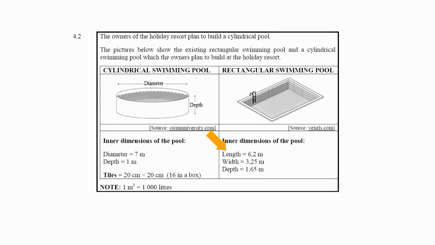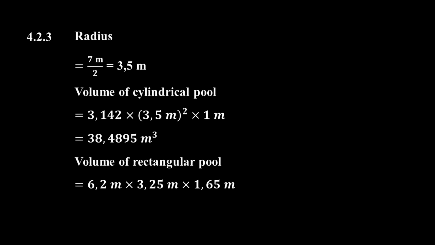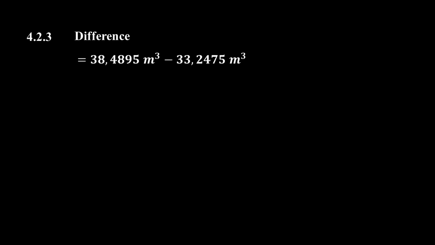Next, we calculate the volume of the rectangular pool. Substituting the length of 6,2 meters, the width of 3,25 meters, and the depth of 1,65 meters into the formula for the rectangular prism will give us a volume of 33,2475 cubic meters. Next, we calculate the difference in the volume between these two pools to be 38,4895 cubic meters minus 33,2475 cubic meters, and this equals a difference of 5,242 cubic meters.